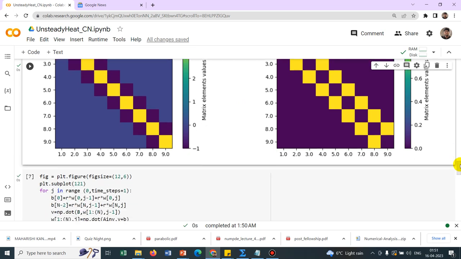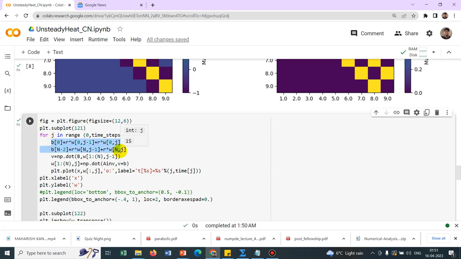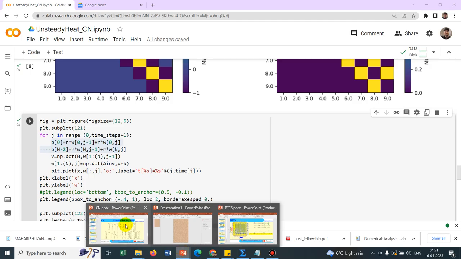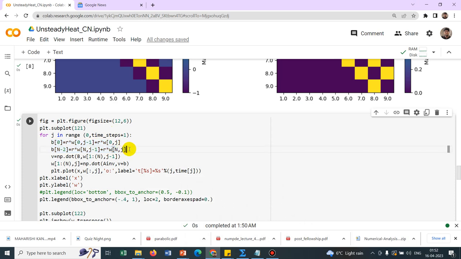Now the ultimate calculation step will come. Here you can see in this step they are defining the B vectors. B vectors are important because we need to define those vectors in order to calculate the value. In the expression we have bj and bj plus 1, and if you remember, in bj they have t0 and t10. Similarly in bj plus 1 they also have t0 and t10, and all those come from the boundary conditions, and this particular step is defined here.